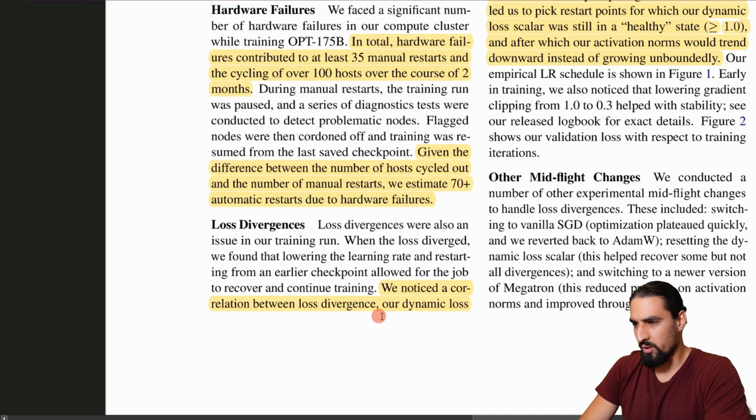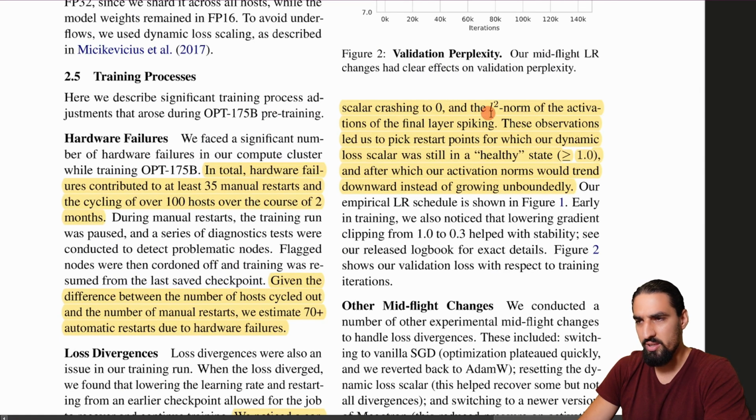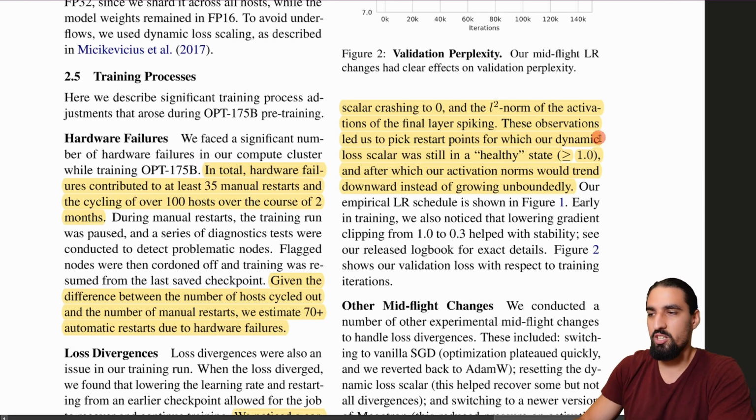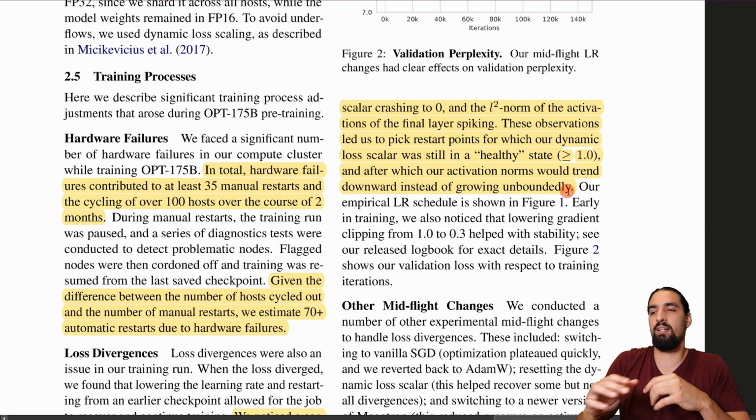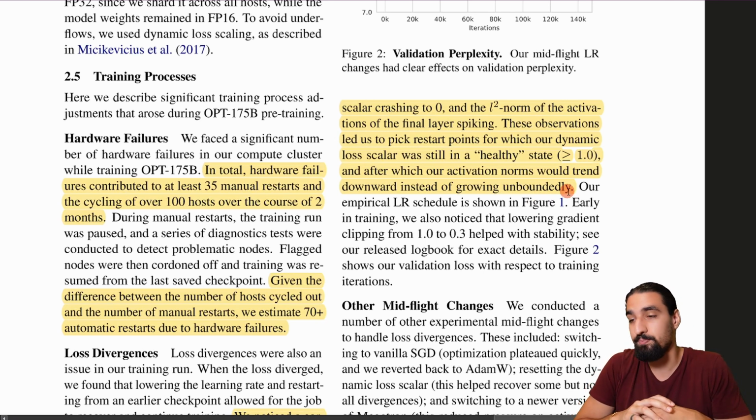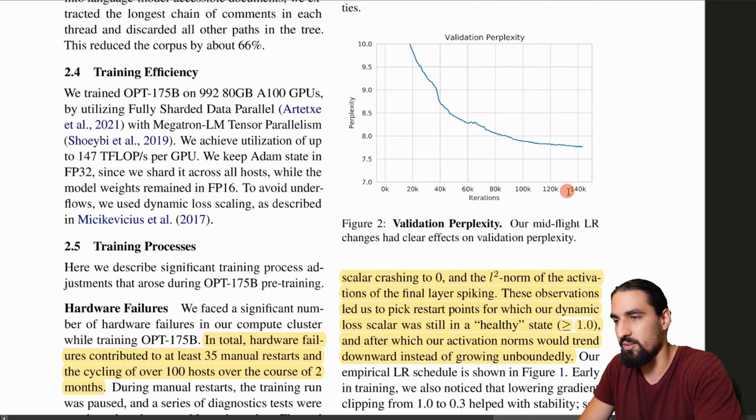We noticed a correlation between loss divergence, our dynamic loss scalar crashing to 0, and the L2 norm of the activations of the final layer spiking. These observations led us to pick restart points for which our dynamic loss scalar was still in a healthy state, so bigger or equal than 1, and after which our activation norms would trend downward instead of growing unboundedly. So this is just some detail about the heuristic they were using to pick the best checkpoint in order to avoid future spikes.